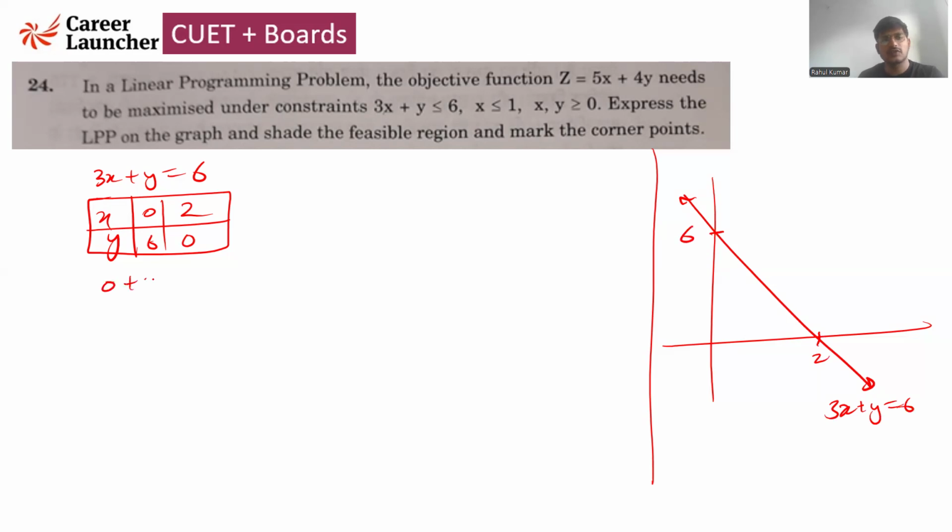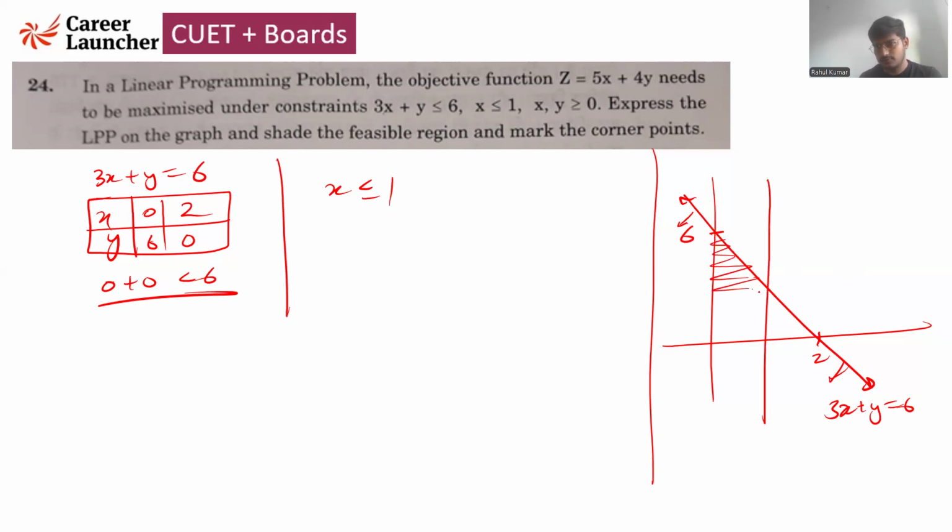Now, when you substitute x is equal to 0, y is equal to 0, you will get 0 is less than or equal to 6, which is a true statement. Means your region is towards origin. Now, what is your next line? Your next line is x is less than or equal to 1. Okay, so your shaded part is this one. Your corner points are 1, comma 0, 0, comma 6, but one point is still unknown.